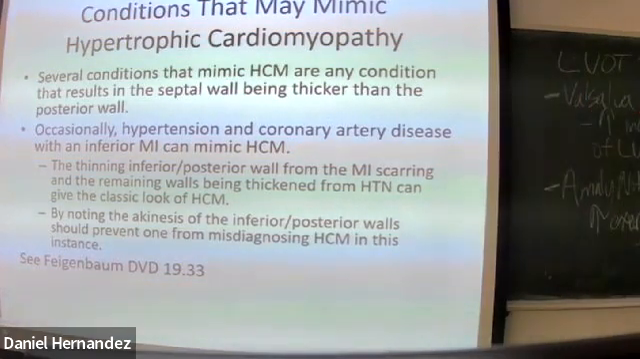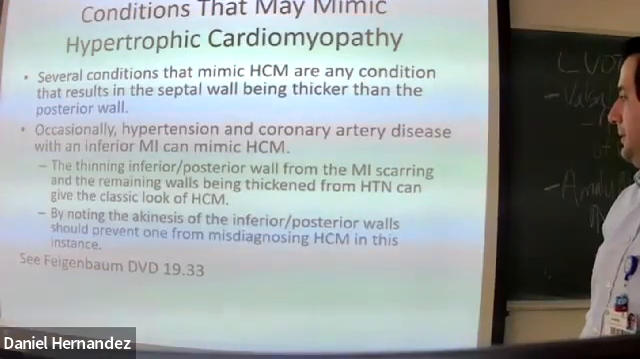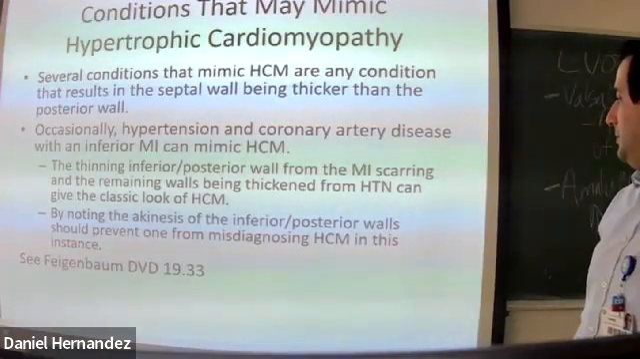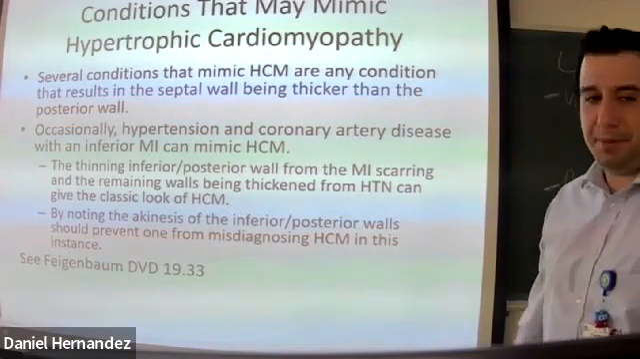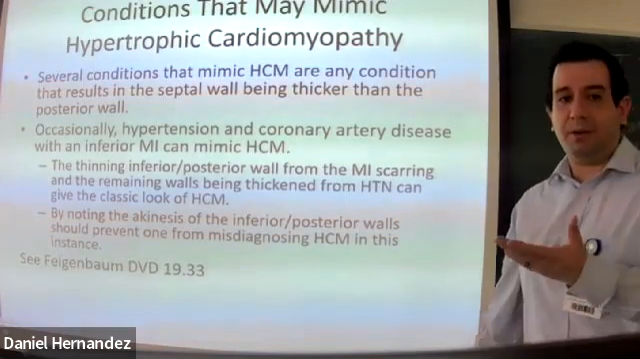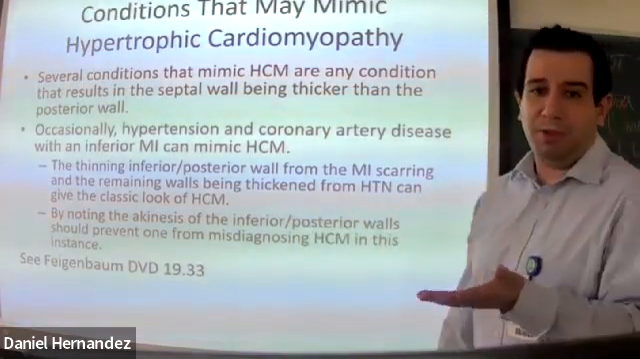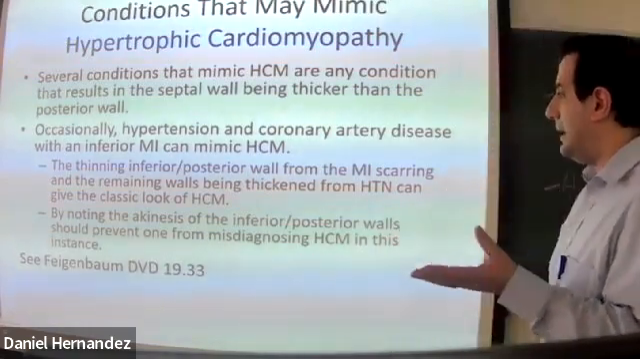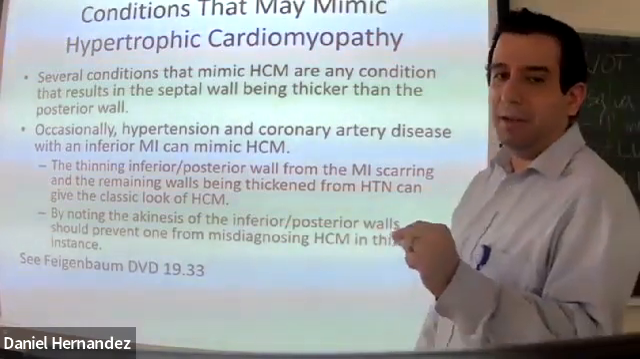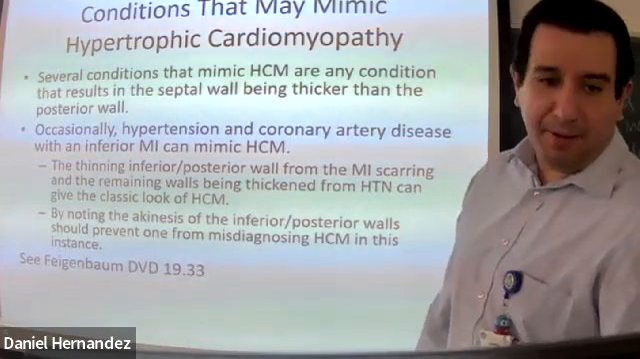By noting akinesis of that inferior posterior wall, one should be able to prevent this misdiagnosis of hypertrophic cardiomyopathy. So again, if that wall has suffered an infarct and becomes thin, there's also not going to be wall motion. So there's not going to be contracting and thickening of that myocardial layer. So you should be able to discern and be able to pick that up.